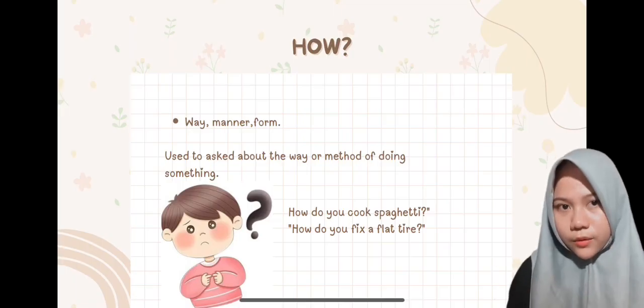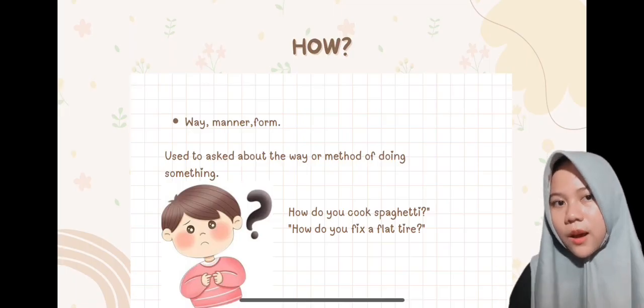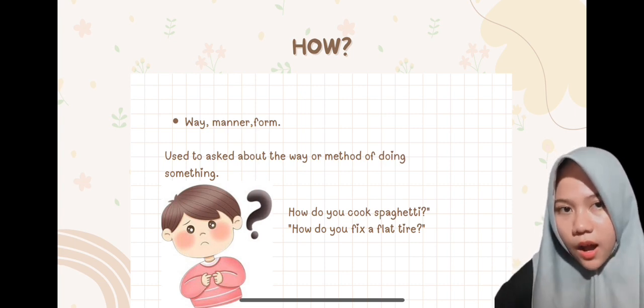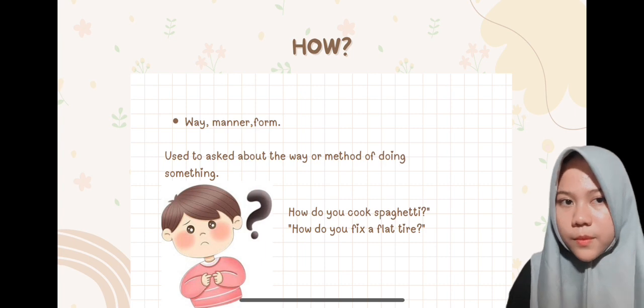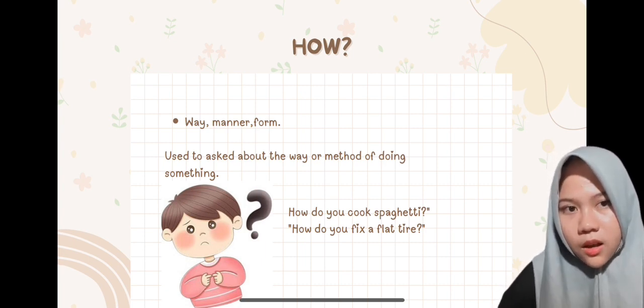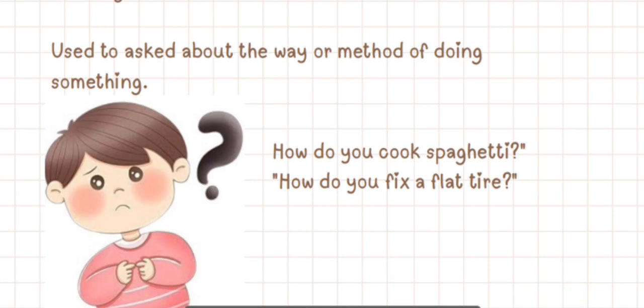There is how. How is asking for way, manner, or form. How is used to ask about the way or method of doing something. For example, how do you cook spaghetti? How do you fix a flat tire?